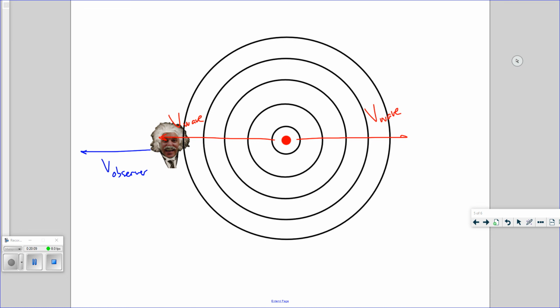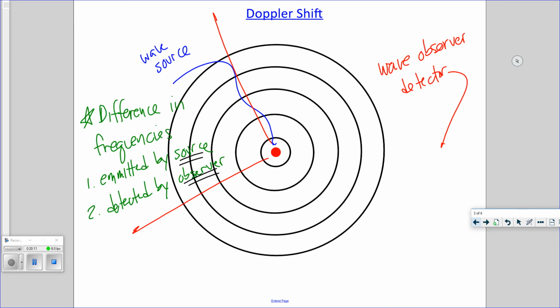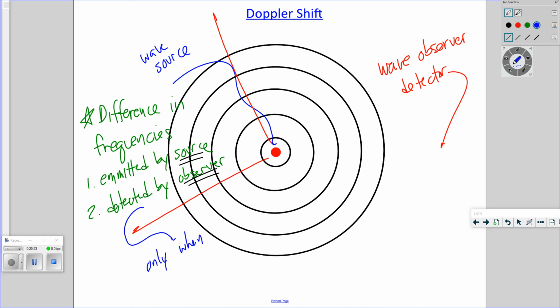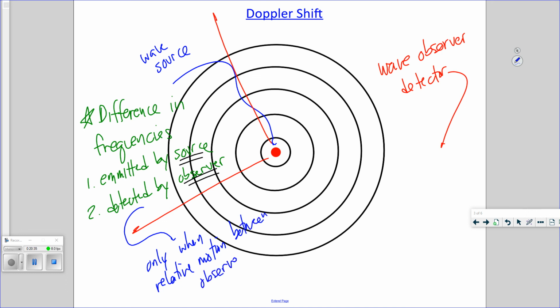All right, so the bottom line here is a Doppler shift can be detected in one combined case: only when there is relative motion between observer and source.